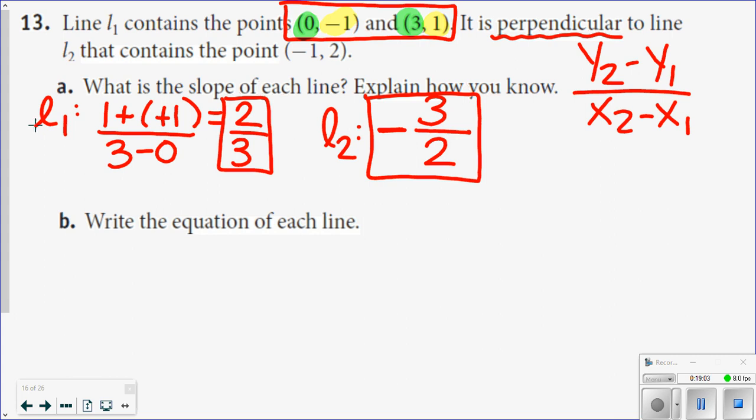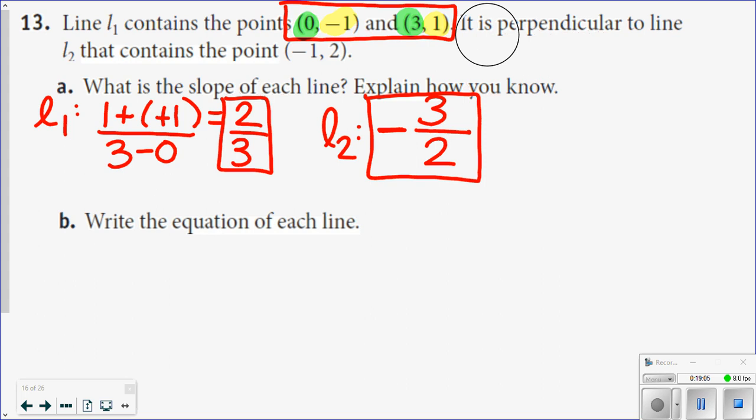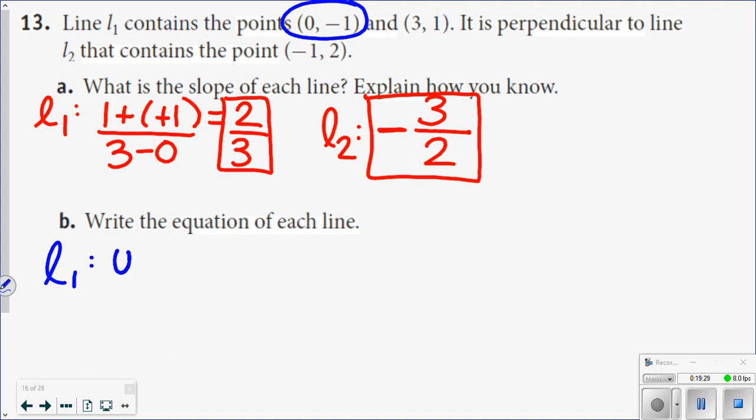Now, let's write an equation for both of the lines. So here's line 1. We know the slope. What else do we know? What could we call this? It's a point, yes, but what kind of point is it? It's the y-intercept. So let's write it in slope-intercept form. Y equals my m, my slope, which is 2/3 x. And what's my y-intercept? -1. Perfect.